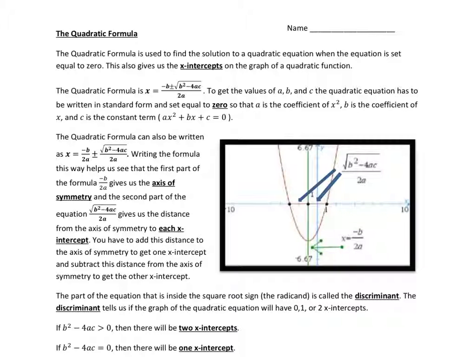You have to add the distance to the axis of symmetry to get one x-intercept and then subtract it from the axis of symmetry to get the other x-intercept.